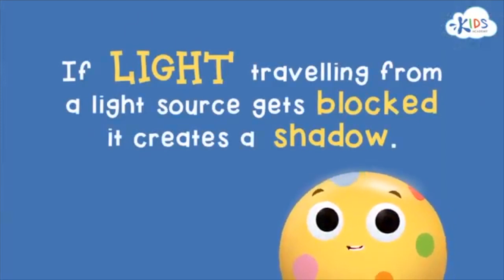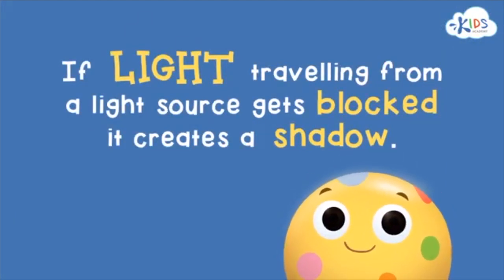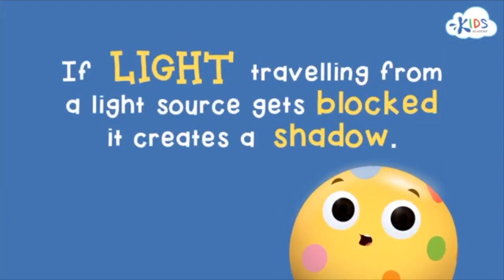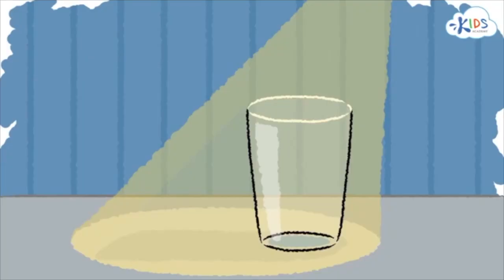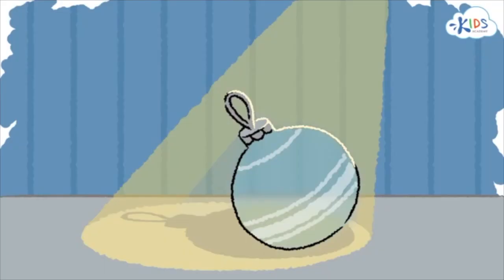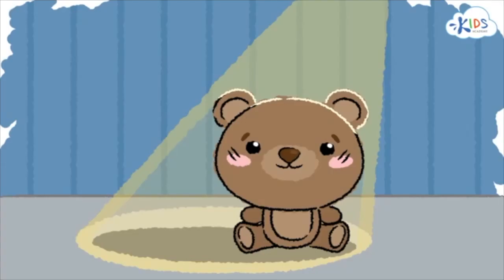Today, we learned that if light traveling from a light source gets blocked, it creates a shadow. Different objects can create different types of shadows. Transparent means all light passes through. These objects are almost invisible. Translucent means some light can pass through. And opaque means no light can pass through. Opaque objects make really good shadows.